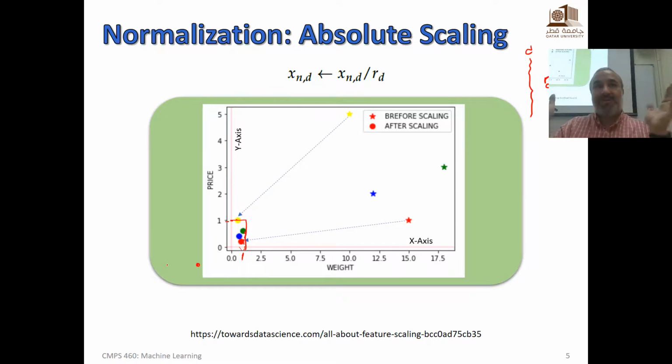That's now scaling. It's not just the distribution, because with variance we still can have extreme values. Yes, we have the same standard deviation, but still some values might be high. With scaling, we are sure that the maximum value will be 1. So that's what we mean by absolute scaling.